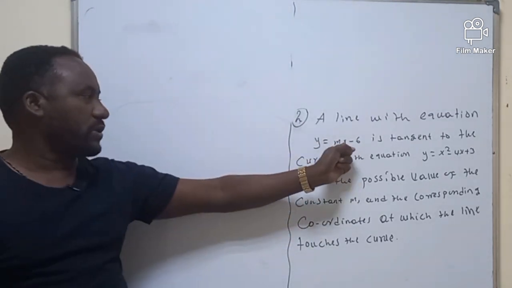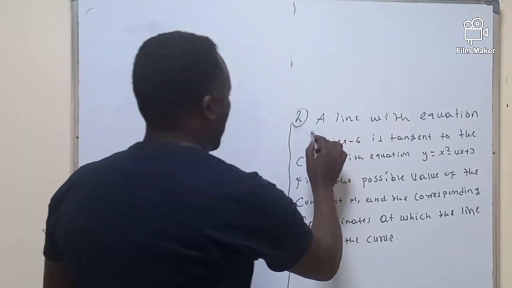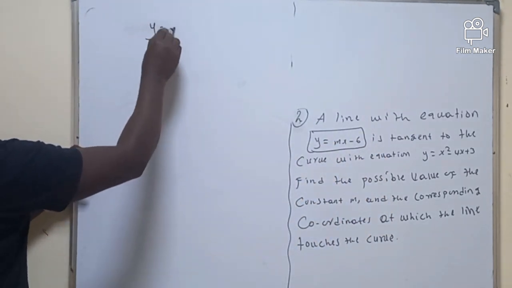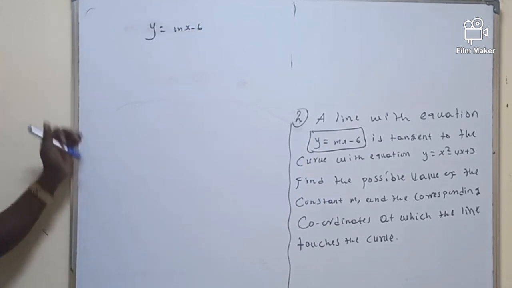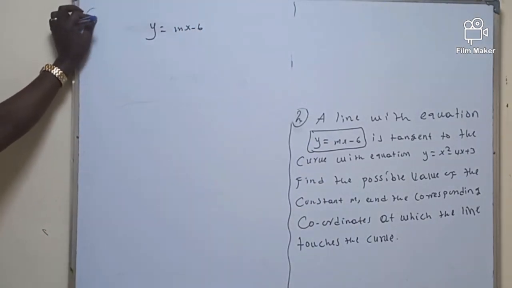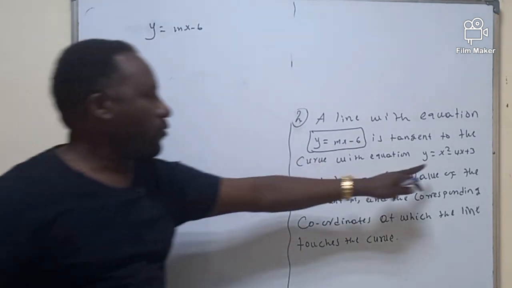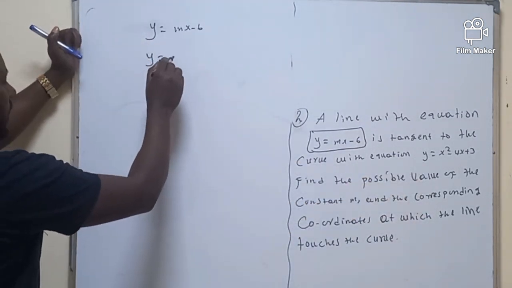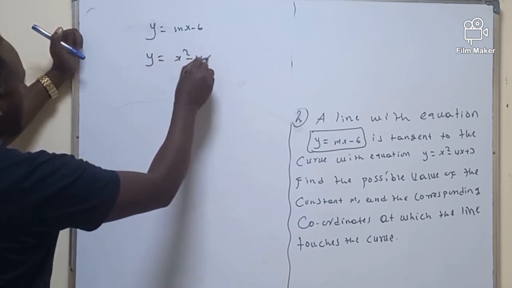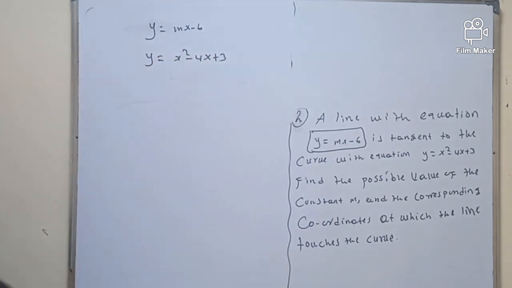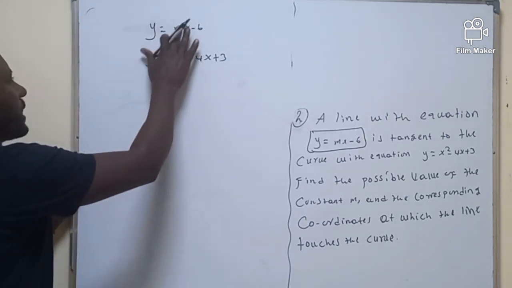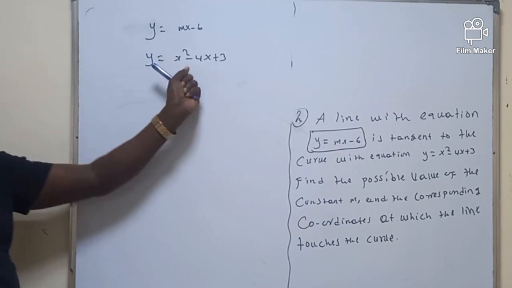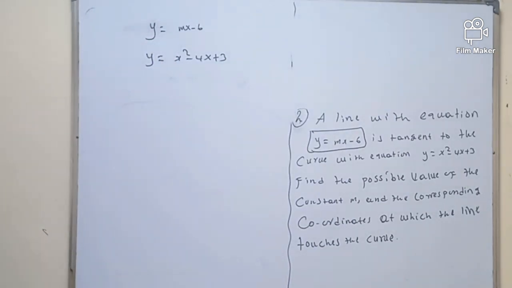There is a line with this equation. You have been given the equation of the line, mx minus 6. This line is tangent to the curve, another quadratic function given by x squared minus 4x plus 3. So the line mx minus 6 is tangent to this curve.